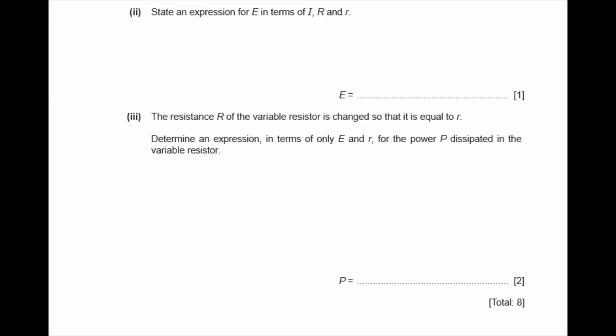C2. State an expression for E in terms of I, R, and r. So by Kirchhoff's second law, the sum of the EMF equals the sum of the potential differences. EMF is E, equals IR plus Ir.